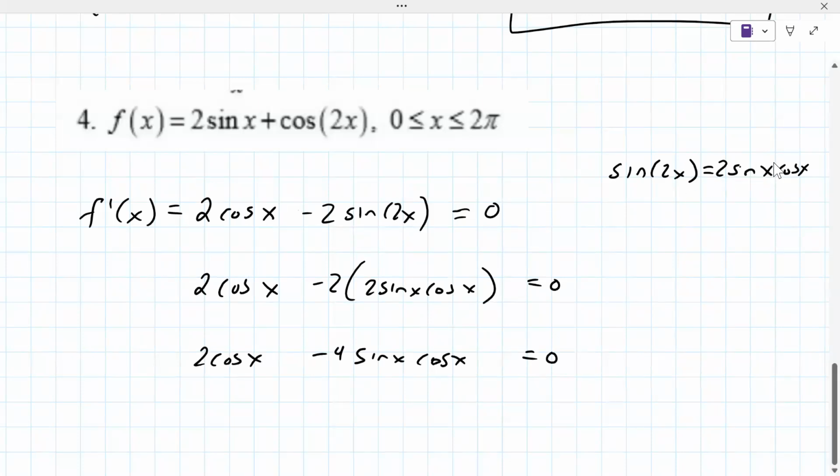Sine 2x is a double angle formula. That's why I sent you the trig cheat sheet. You have to know all your trig formulas from calculus 2. No, we're just rewriting sine 2x. This is your derivative, but you have to rewrite it here. Otherwise, you can never solve this equation.